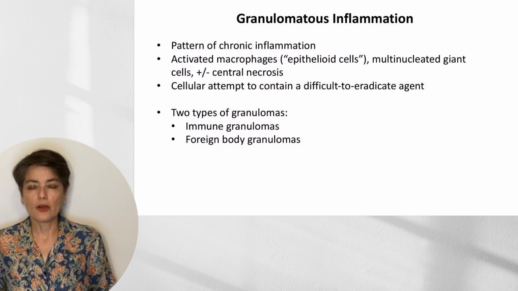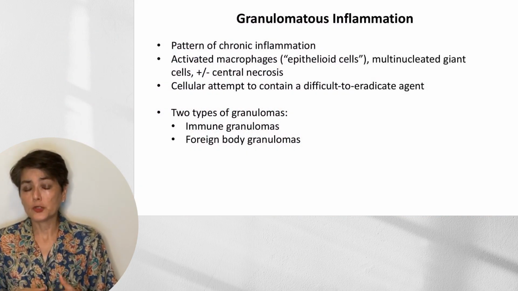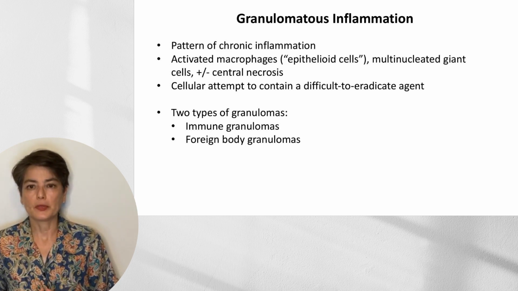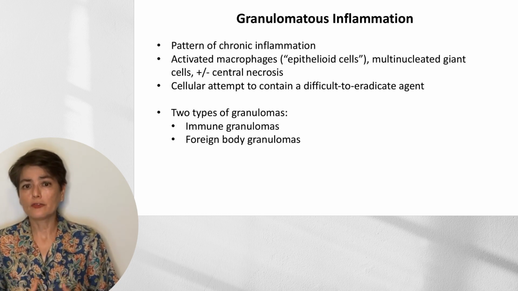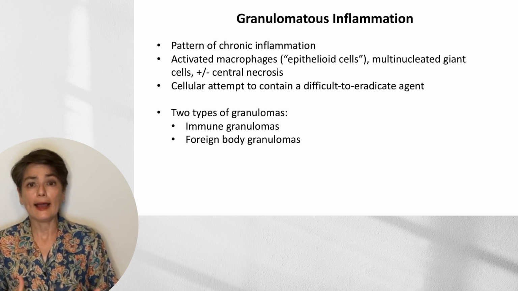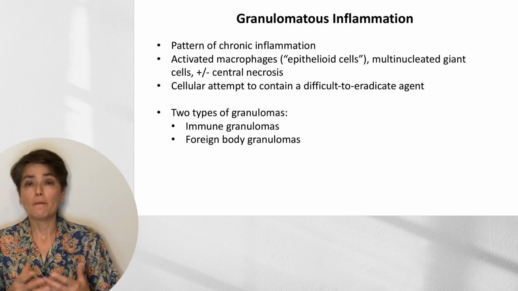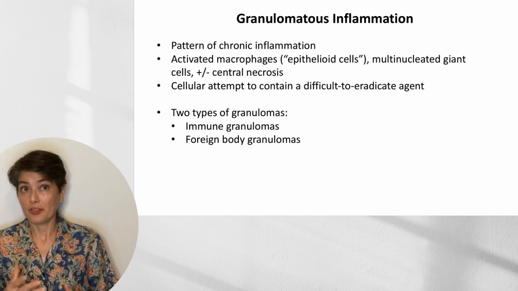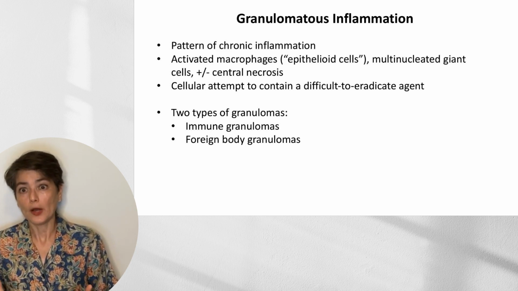All right, so this brings us now to the topic of granulomatous inflammation, because as you may recall from the acute inflammation video, there are a few multinucleated giant cells associated with that splinter because it's a foreign body. So what is granulomatous inflammation? Well, it is a pattern of chronic inflammation that's characterized by activated macrophages, which we refer to as epithelioid cells. We call them this because they have abundant cytoplasm, so they look like epithelial cells, so they're epithelioid.